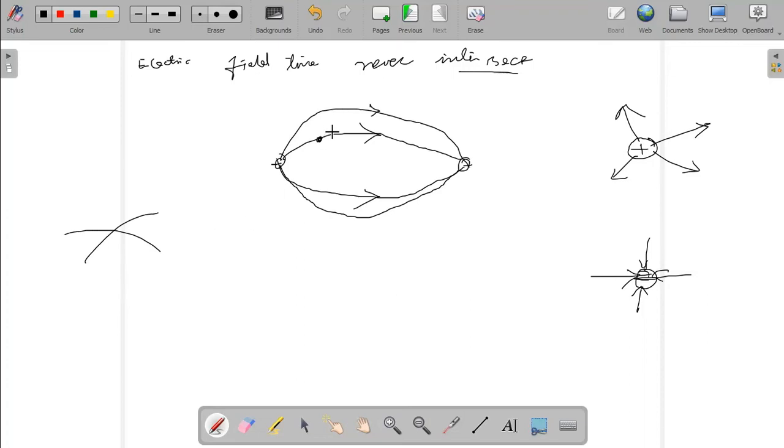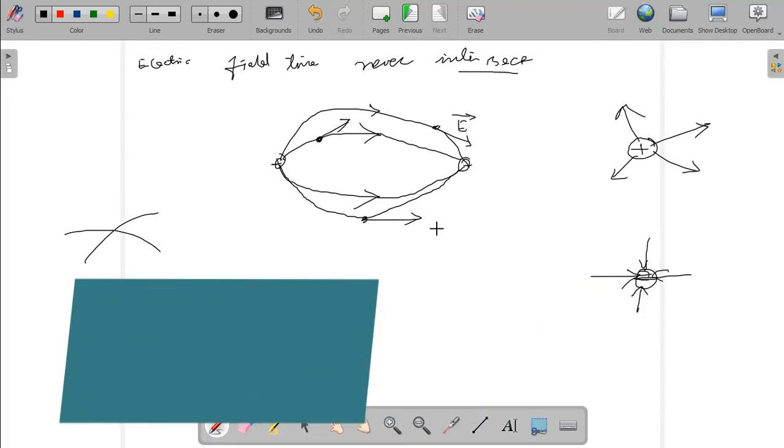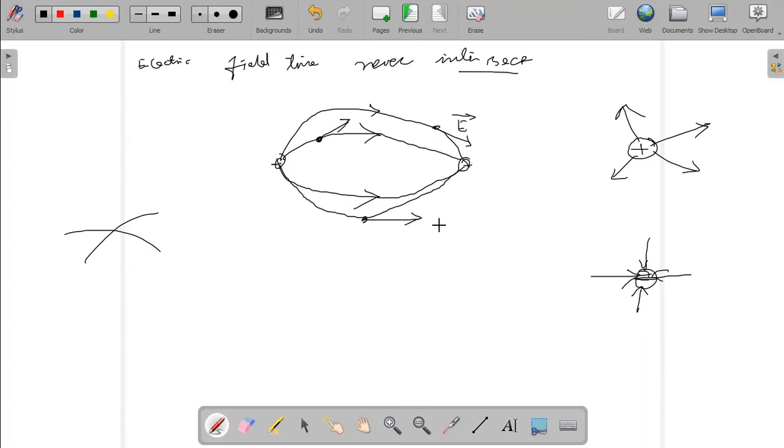The tangent drawn at any point. So take the electric line, draw a tangent. The tangent drawn at any point gives the direction of electric field at that point. அப்போ intersect பண்ண point imagine பண்ண. How many tangents can be drawn? There are two tangents can be drawn.